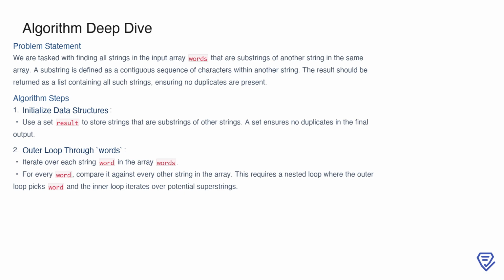Next, we iterate through each string in the words array using an outer loop. For every string we pick, let's call it word, we compare it against every other string in the array. This is achieved using a nested loop, where the outer loop selects the candidate word, and the inner loop iterates over the potential superstrings to check if word is a substring of any of them.